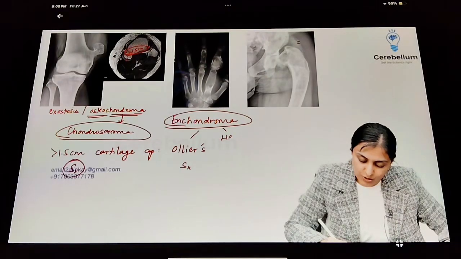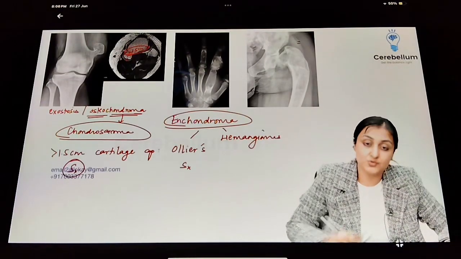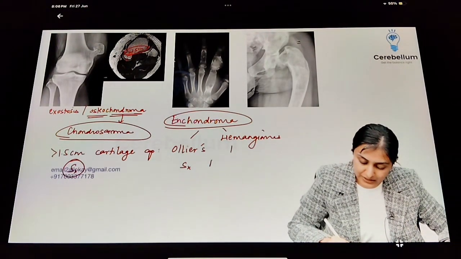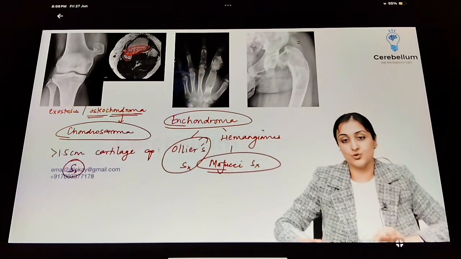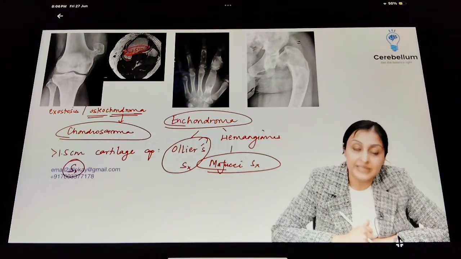If they give you, the patient also has blue lesions, skin lesions, which are hemangiomas in addition to enchondroma, the syndrome becomes Maffucci syndrome. So we have Ollier's syndrome and we have Maffucci syndrome in addition when we have hemangiomas.